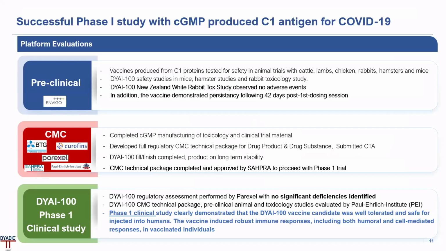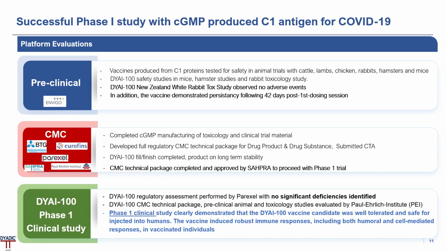This is a case study of what we did here for the preclinical DYA100 COVID booster vaccine. We used preclinical studies in rabbits, mice, cattle, lambs, and chickens. We've done all kinds of things in preclinical development. In this case, we did the New Zealand white rabbit tox study, and we were able to demonstrate significant persistency following 42 days.